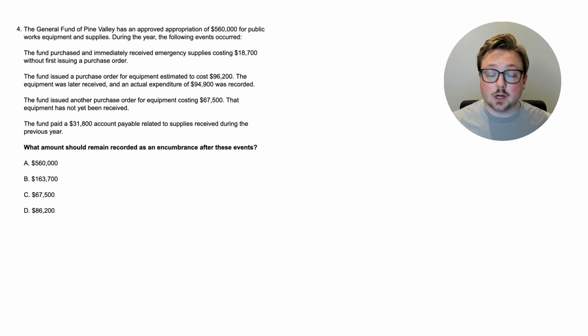The fund issued another purchase order for equipment costing $67,500. That equipment has not yet been received. And then finally, the fund paid a $31,800 account payable related to supplies received during the previous year. So with all those things that happened, what amount is going to remain in encumbrances afterwards? Based on everything we've learned, I think you probably can get a good guess or even get the right answer. So I want you to pause the video, think through this, do the calculation, and when you're ready, come back, we'll look at the answer together.